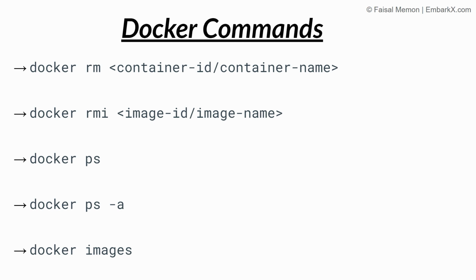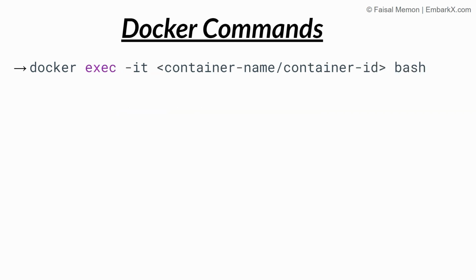Then you have docker images, which is used to list all the images on the host. Then you have this command, which enables you to access a running container. If you want to log in to a running container from the terminal, you can say docker exec -it, and you specify the container name or ID followed by bash, and you will log in from the terminal into that particular container.